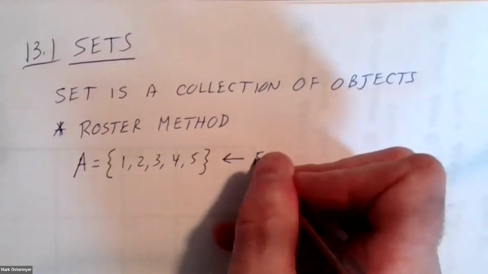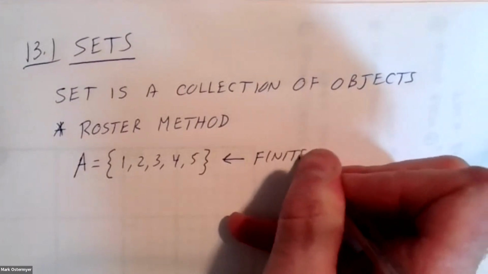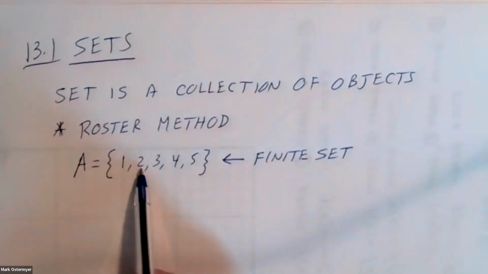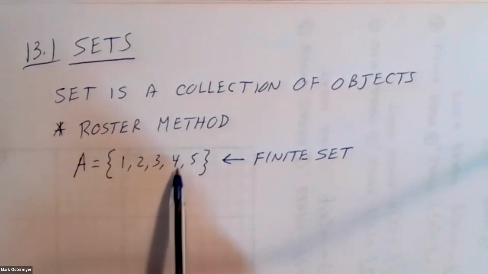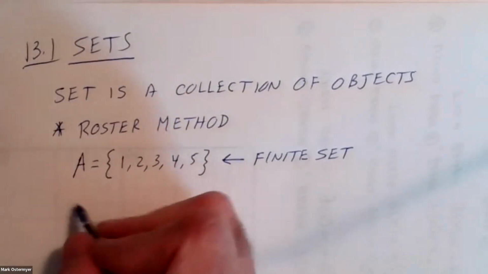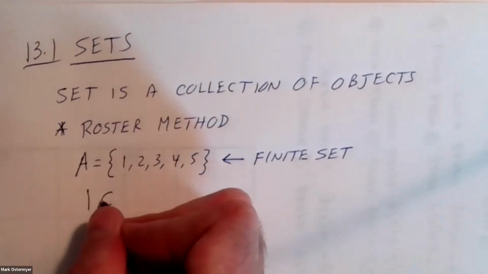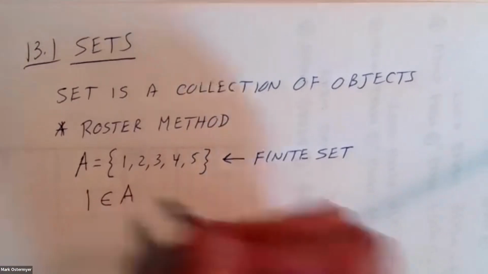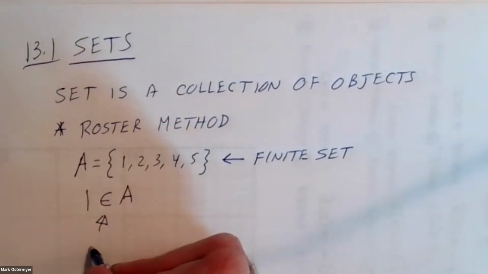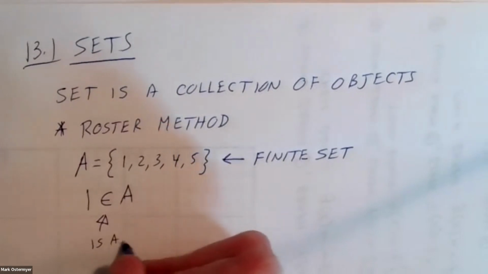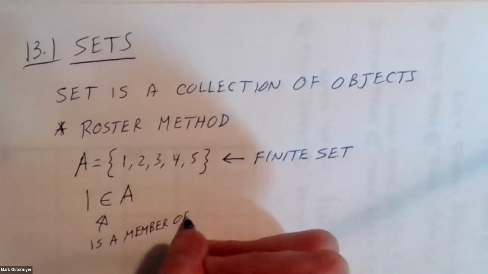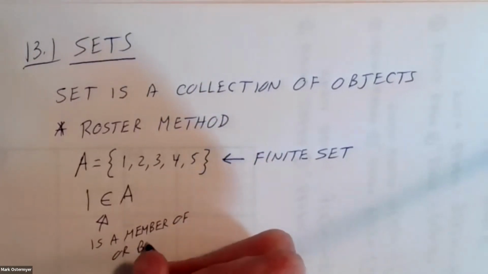This, ladies and gentlemen, is called a finite set. It's called a finite set because we have a finite number of objects or items or elements in the set here. We would say that 1 is a member of set A. This symbol in set theory is to be interpreted as the words is a member of or belongs to.